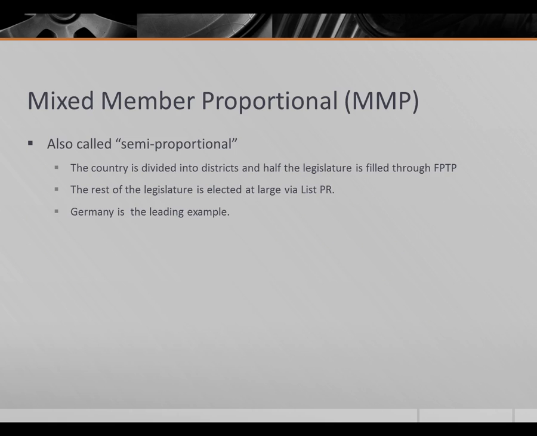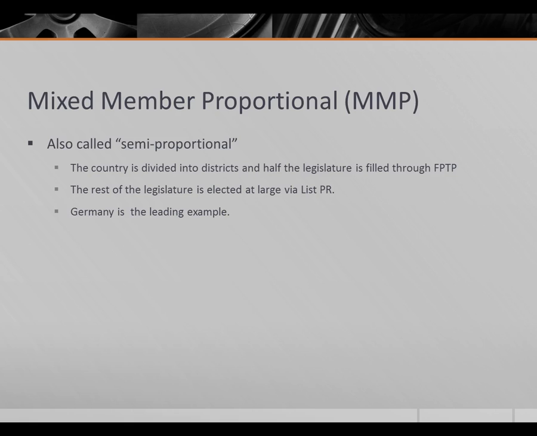Okay, a second alternative to SMDFPTP is mixed member proportional, MMP. And this is also called semi-proportional systems. And this is basically a combination of list PR and single member districts. The country is divided into districts, and half the legislature is filled through first past the post single member district voting. But the rest of the legislature is elected at large via list PR. And Germany is the leading example of this, although Japan also employs something like this.